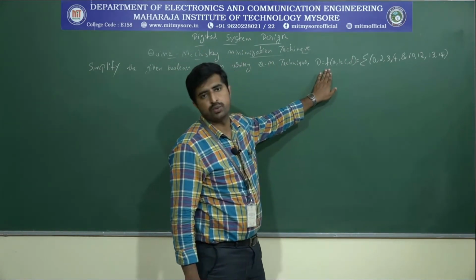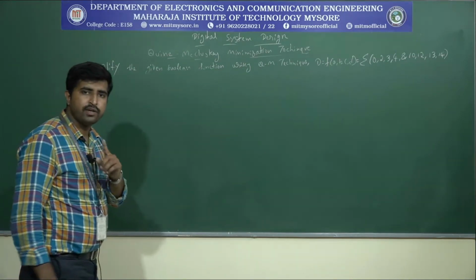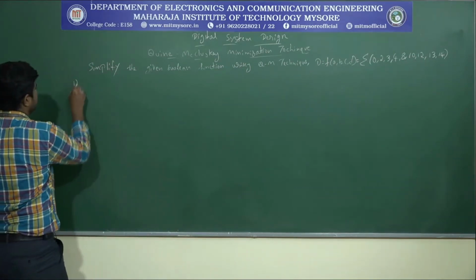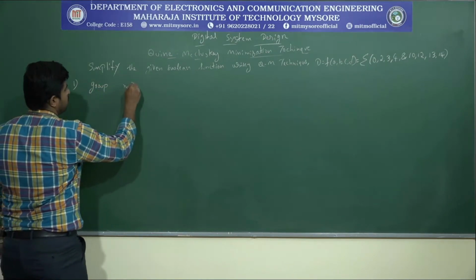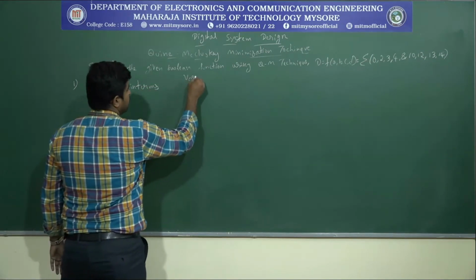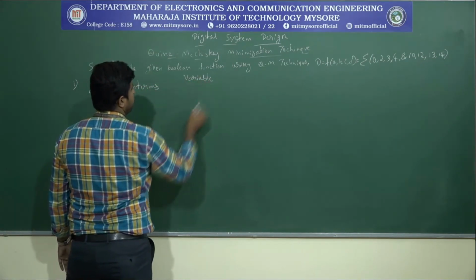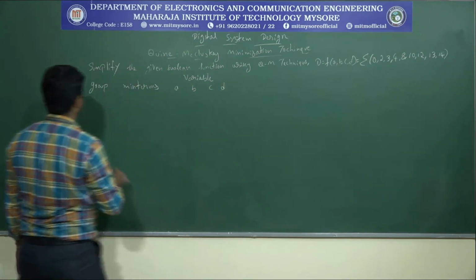Okay. So the next problem is to simplify the given Boolean function using the Quine-McCluskey technique. The given function is this one. This is the second problem. The first step is we need to create the table with the columns group, minterms, and variables A, B, C, D.